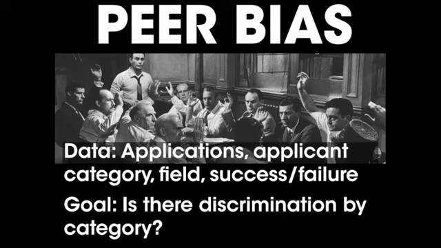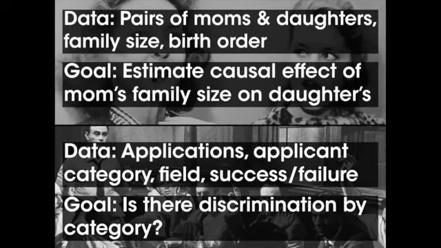And our goal here is to learn if there is discrimination by the social category. This is a causal question, I think you'll see. And the first one, there's a causal question about the mom's influence on her daughter's reproduction. And then here, there's a causal question about whether the people rating the applications are biased against a certain social category or not.